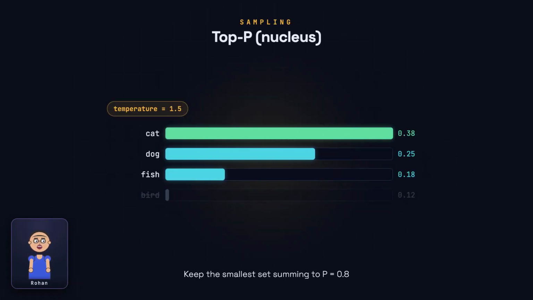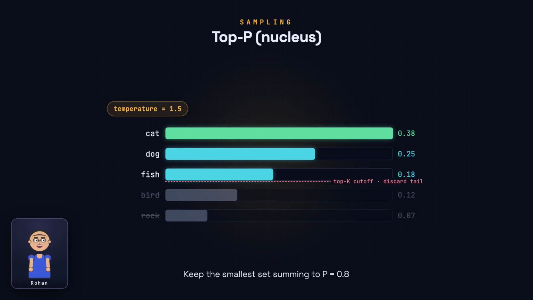Top P, also called nucleus sampling, is smarter. Instead of a fixed count, you add tokens from the top until their combined probability crosses a threshold, say 0.8. Here cat plus dog plus fish already reached that mass, so the set stops there. When the model is confident, the set shrinks. When it's unsure, the set grows. The cutoff adapts to the shape.